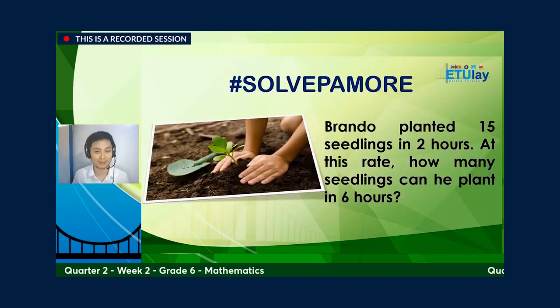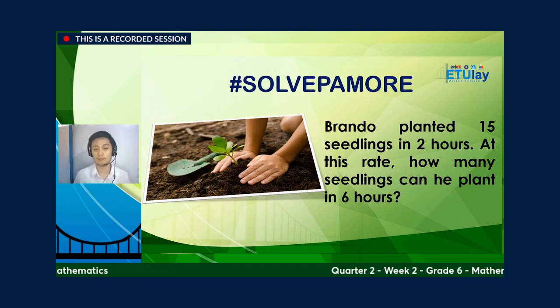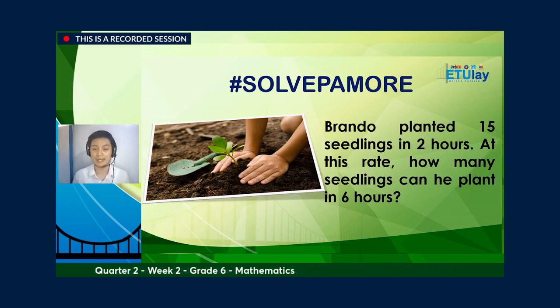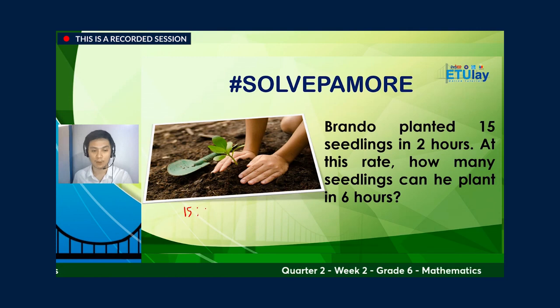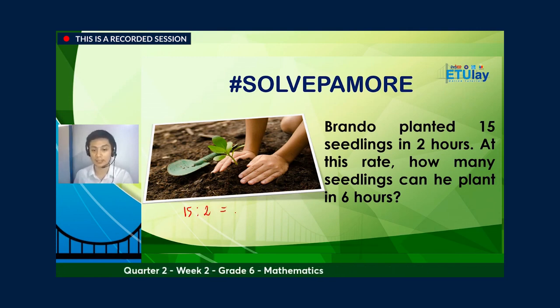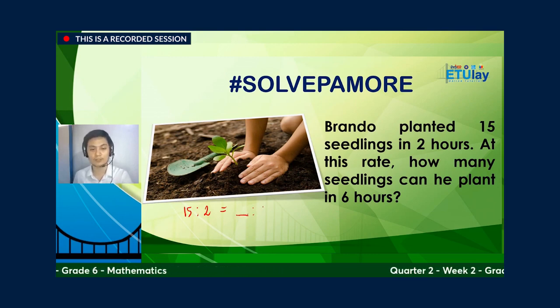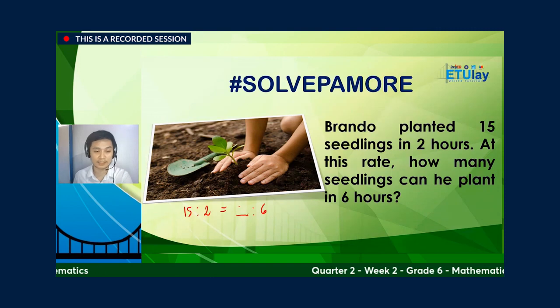Sunod, hashtag solve pa more. So mag-solve pa tayo ng word problem involving direct proportion. Here is the problem. Brando planted 15 seedlings in 2 hours. At this rate, how many seedlings can he plant in 6 hours? So ano yung mga ratios na involved dito? So we have yung 15 seedlings to 2 hours or can just be written as 15 is to 2. This must be equal sa ratio na blank number of seedlings to 6 hours. So let us say this unknown quantity ay N ulit.